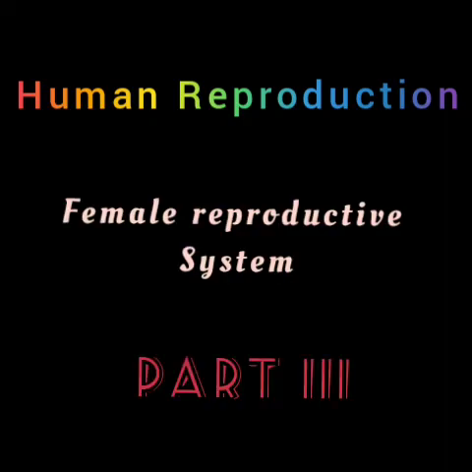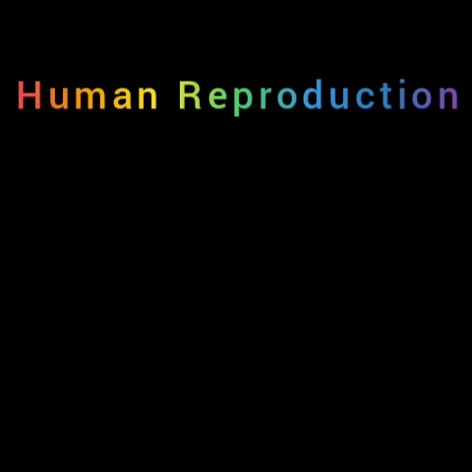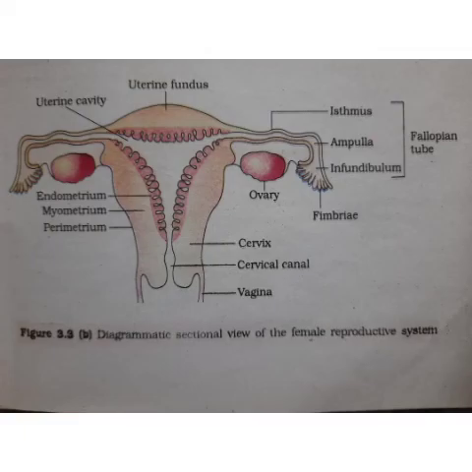So in my last class we had discussed the male reproductive system. Today we are going to discuss the female reproductive system. So let us see what the female reproductive system consists of.